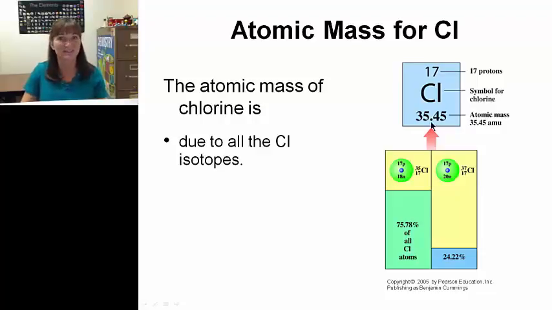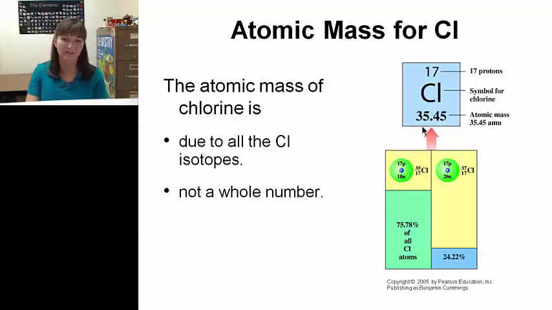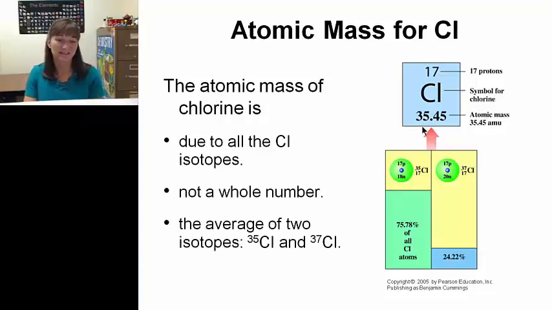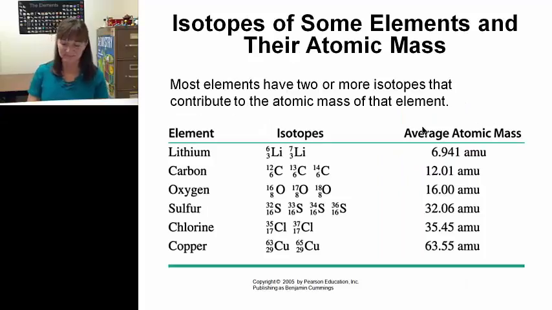Notice we don't have 36 as the atomic mass. They take what they call a weighted average, where they take into account the different amount of abundance out there. So about 76% of the chlorine in nature is chlorine 35, and about 24% is chlorine 37. They have a mathematical equation, they type it in, and they get this weighted average of 35.45 as the average atomic mass of chlorine. Notice it's not a whole number. It is the average of the two isotopes.